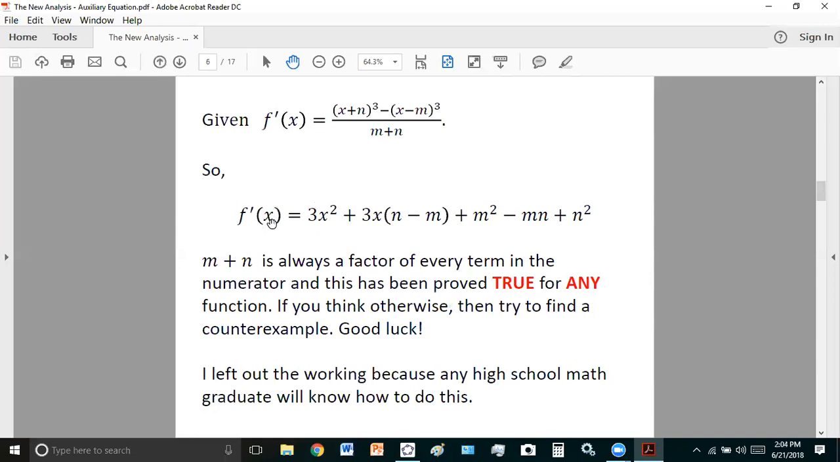This here is the derivative, by the way. Yeah, that's right, because this part over here is the expression which is always equal to 0. It's called the auxiliary equation when we add equals 0 at the end. But the 3x squared is not included because that's f prime of x, okay?